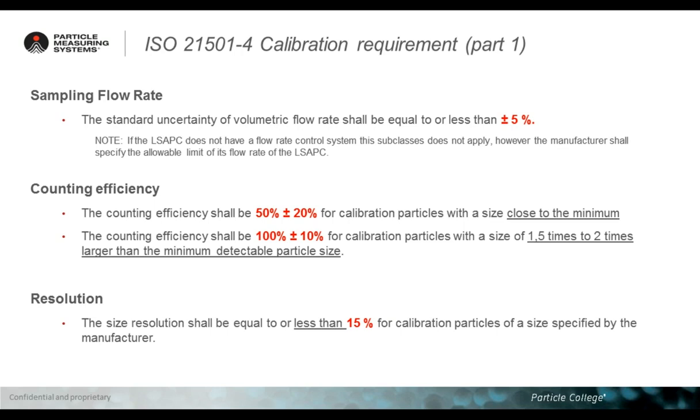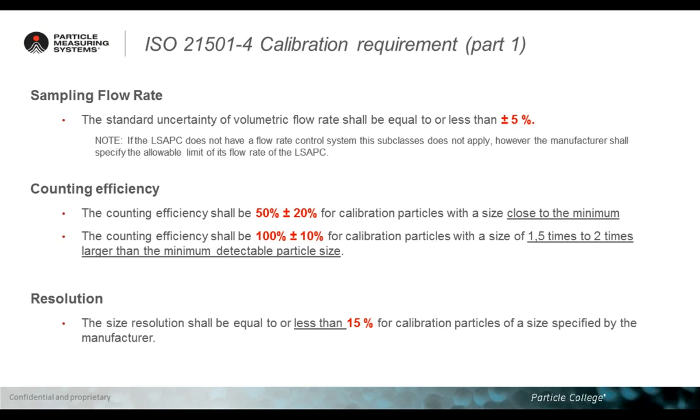First, the sampling flow rate. The accepted tolerance for the sampling flow rate is 5% for any instrument which has a built-in flow controller. Any instrument that doesn't employ an internal blower and a flow controller doesn't need to respect this tolerance, and in that specific case it is the manufacturer that needs to provide you the specific tolerance range.